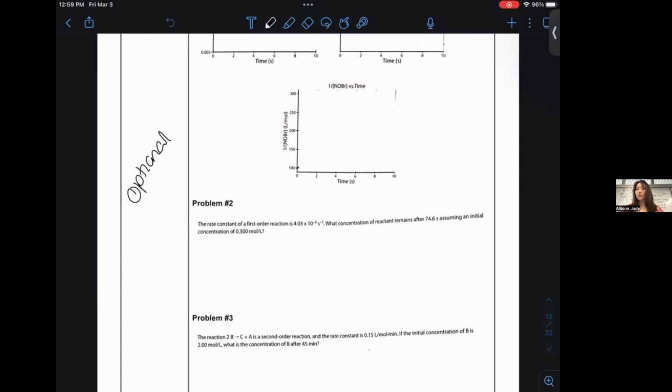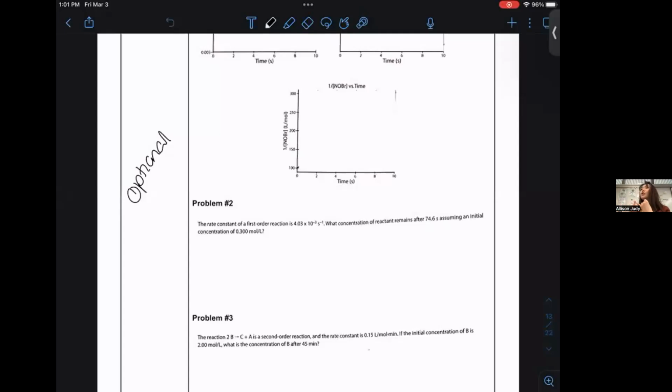I am trying to get this up on the screen. But that's where we left off. And I don't know why my thing is not picking up screen mirroring. So give me a second. Okay, so that's kind of where we left off.